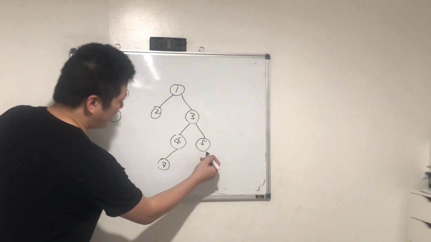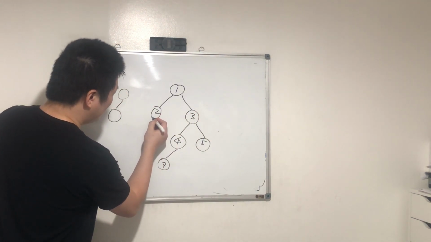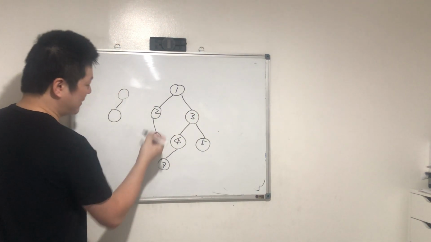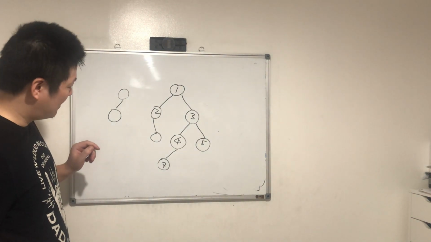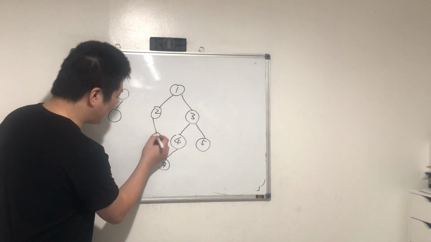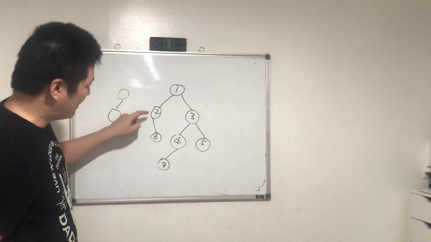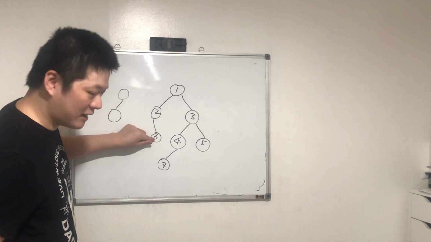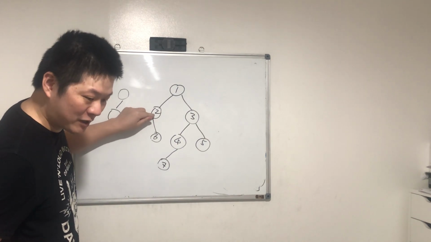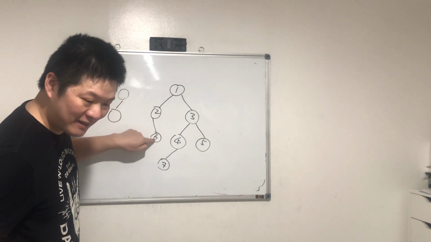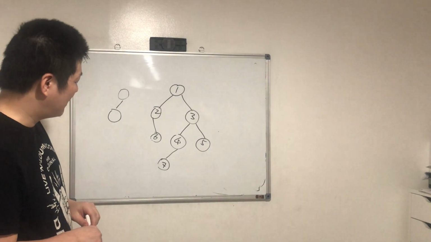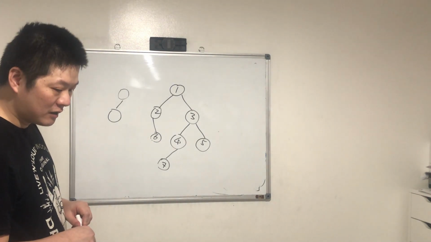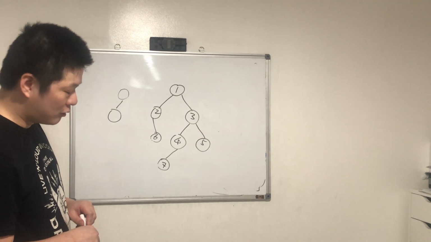Any others? If I put another one here, then 2 would have the only child. This one is the only child. 6 is the only child of 2, right? Because 2 has only one child. What if there are two only-child ones? Two only children.